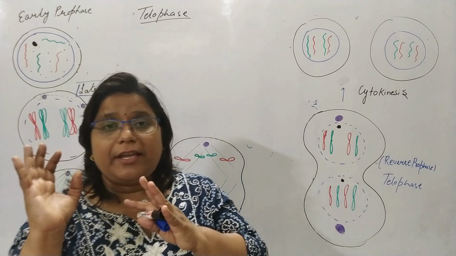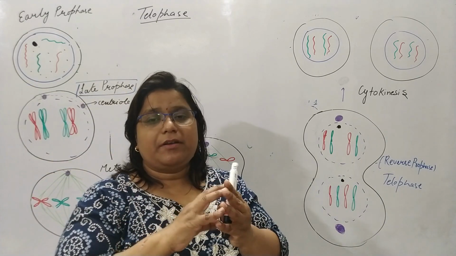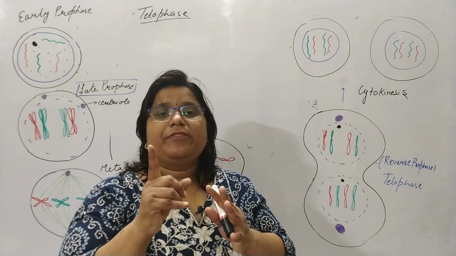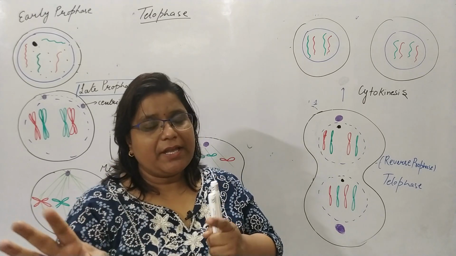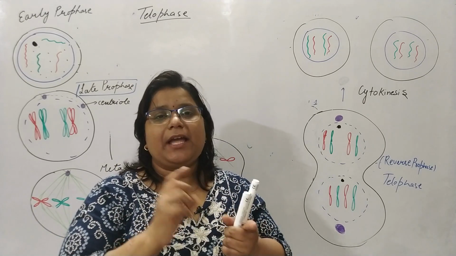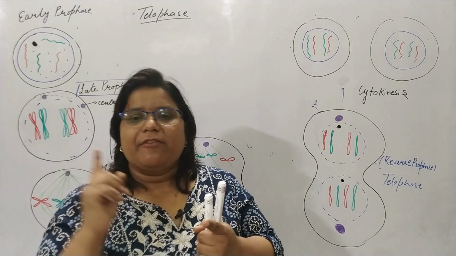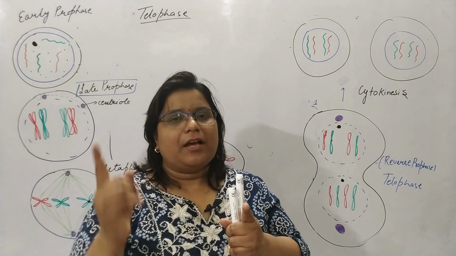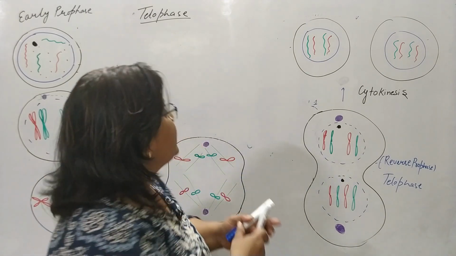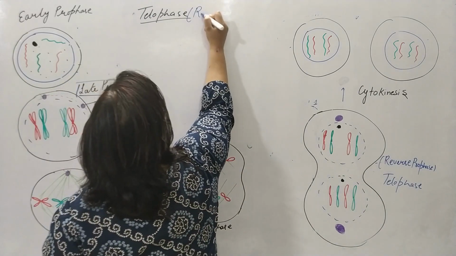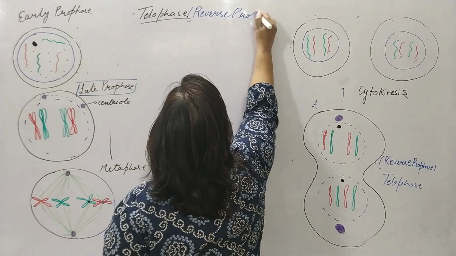Means all the events which happened in the prophase, in the telophase all the events of the prophase are just opposite. Okay, in the prophase the nuclear membrane and the nucleus disappear, whereas in the telophase the nuclear membrane and the nucleus reappear. In the prophase the chromatin fiber converts into the chromosome, whereas in the telophase the chromosome converts back into the chromatin fiber. So the telophase is the reverse prophase.